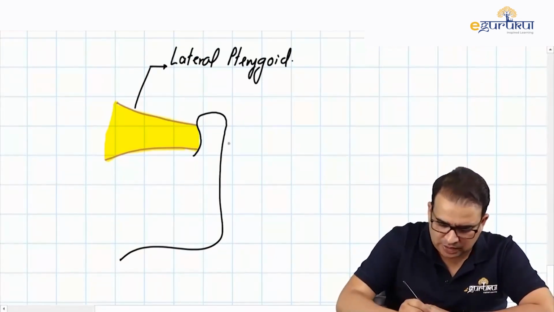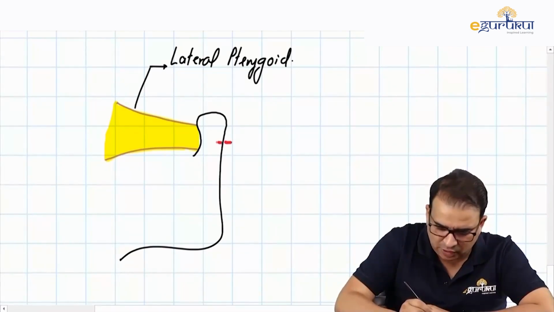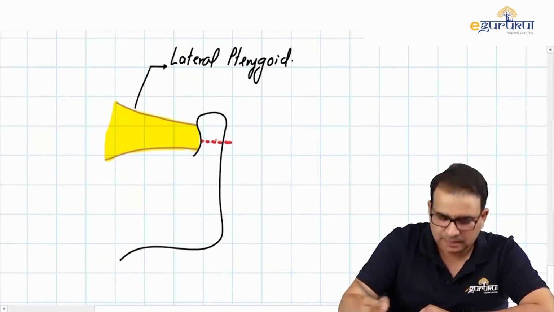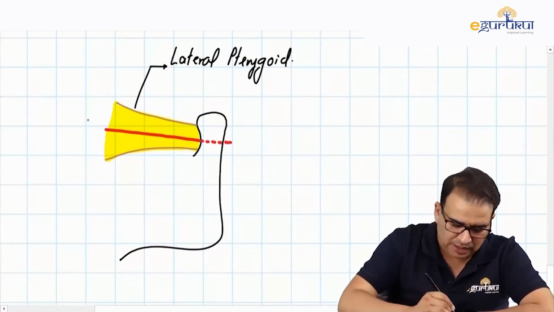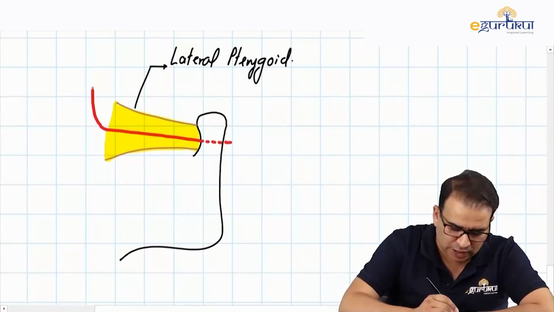So here was the first part. Where is the first part? It is deep to the neck of mandible. That is the first part over there. Second part is between the lateral pterygoid. There we have it. And the third part was ascending and going into that fossa.